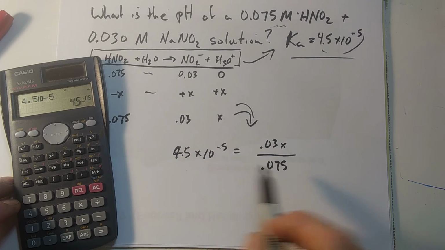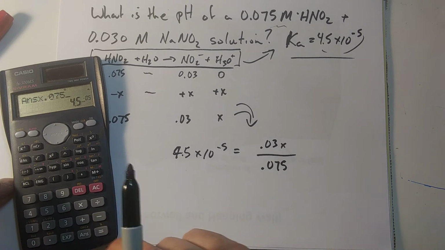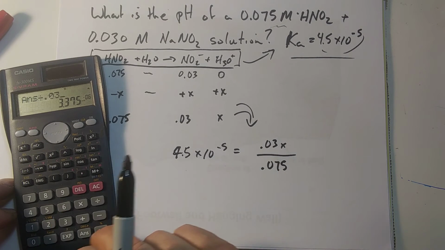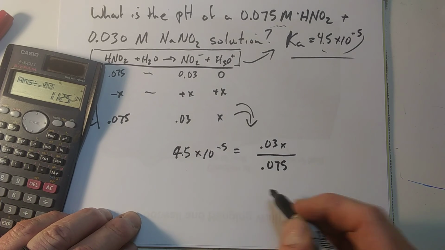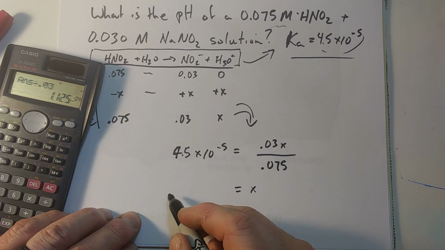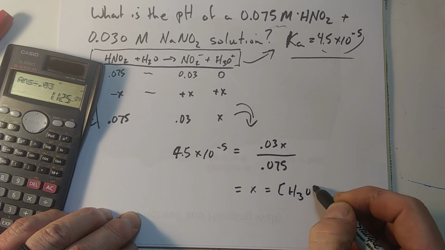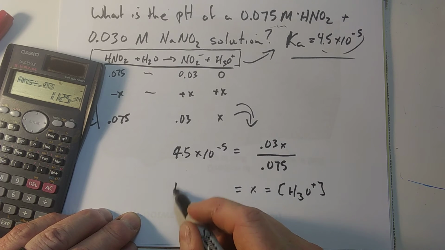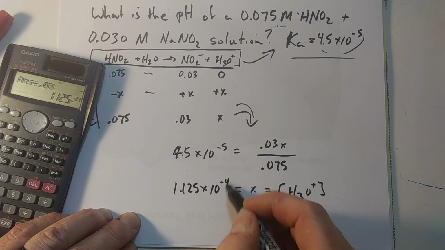So I'm going to multiply this by the 0.075 and divide it by 0.03. And I'm going to get, as a concentration, sorry, our dogs are barking, 1.125 times 10 to the minus 4.